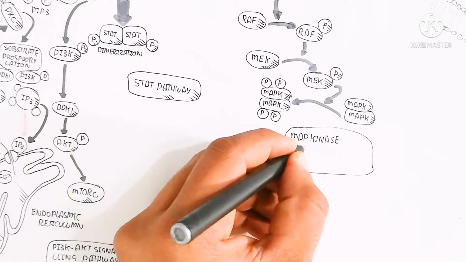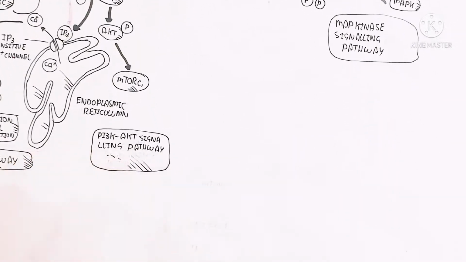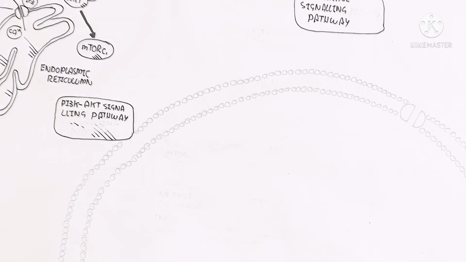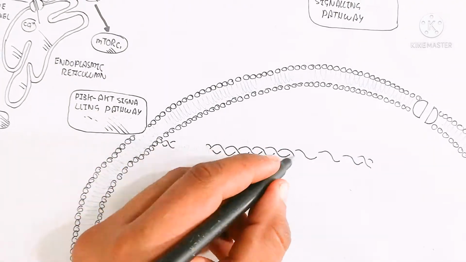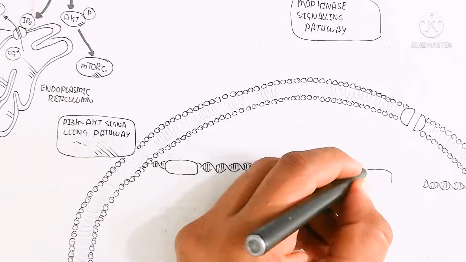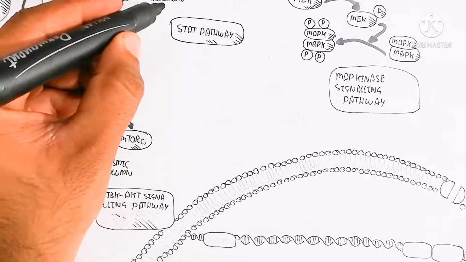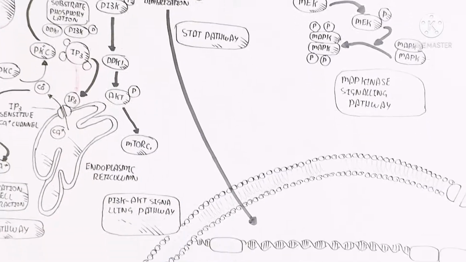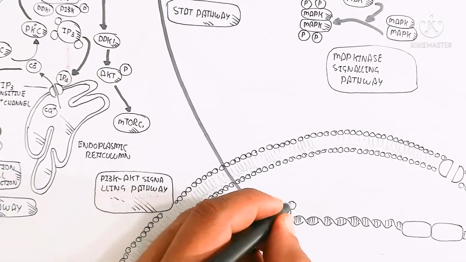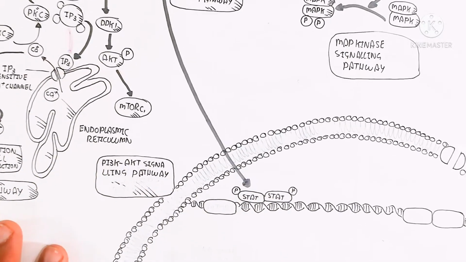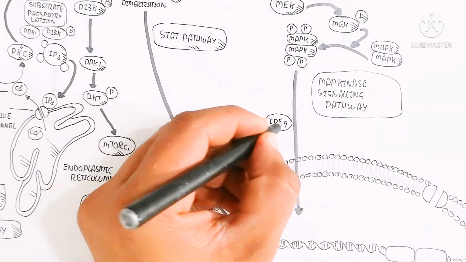So this MAP kinase signaling pathway is a cascade of phosphorylation events that will occur in this way. IRF will also bind. So here is the nucleus, which contains DNA, and this DNA contains different genes. So all these proteins will target as transcriptional factors the different genes. For example, here is the STAT.